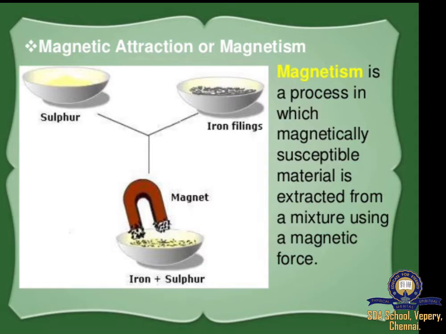Next one, magnetic separation or magnetic attraction. Magnetism is a process in which we can separate a substance magnetically. Iron and sulfur are present there. When we take a magnet near the iron, all the iron is attracted by the magnet, so we can easily separate it. So magnetic separation means that a substance which has magnetic property will be attracted towards the magnet. That is called magnetic attraction or magnetic separation.